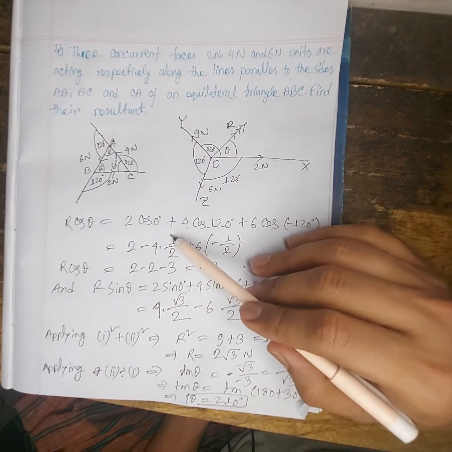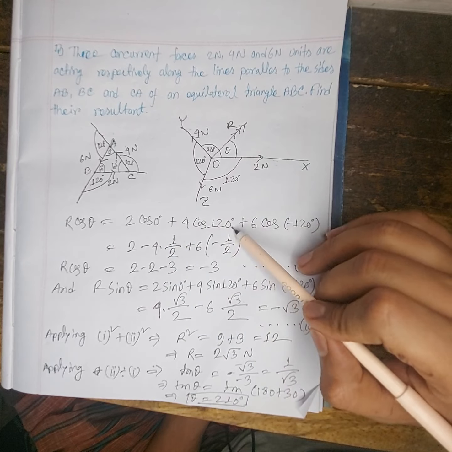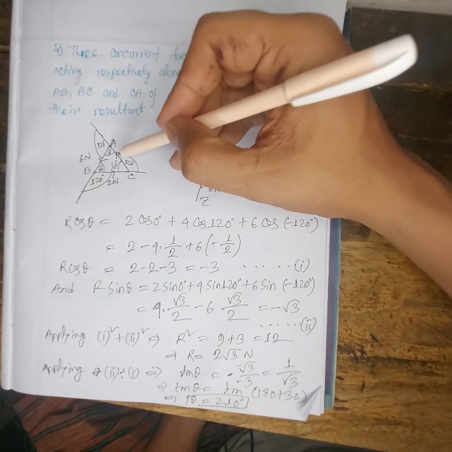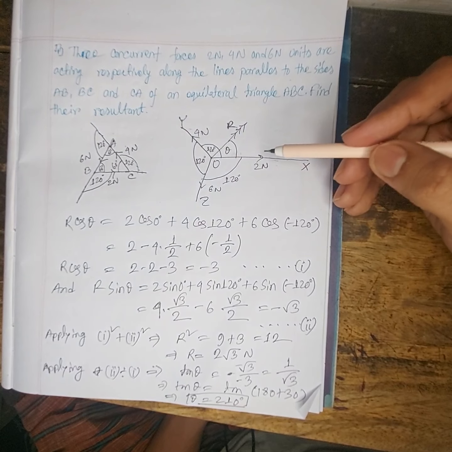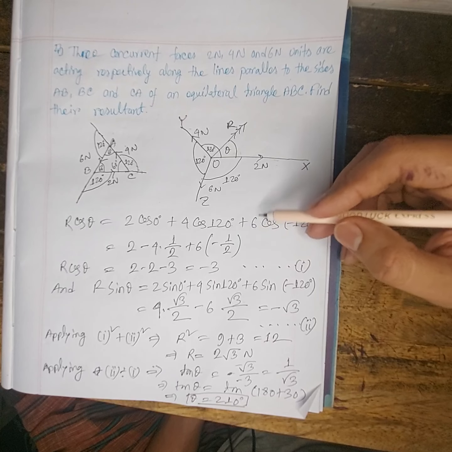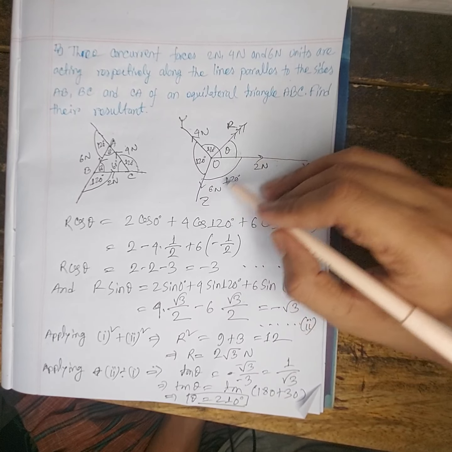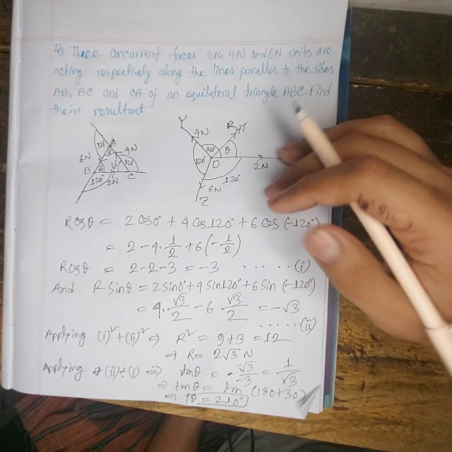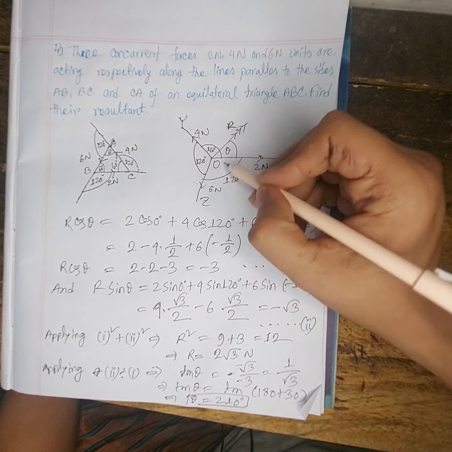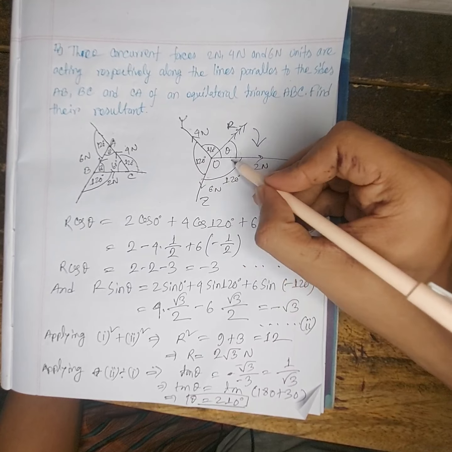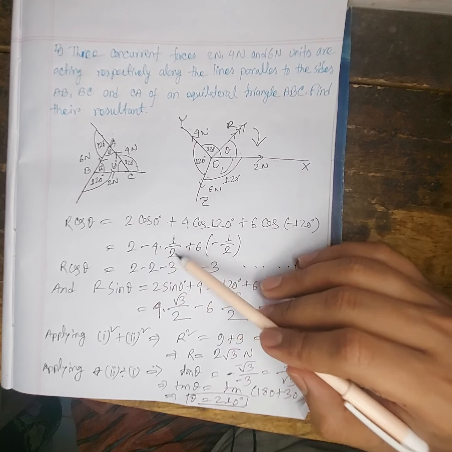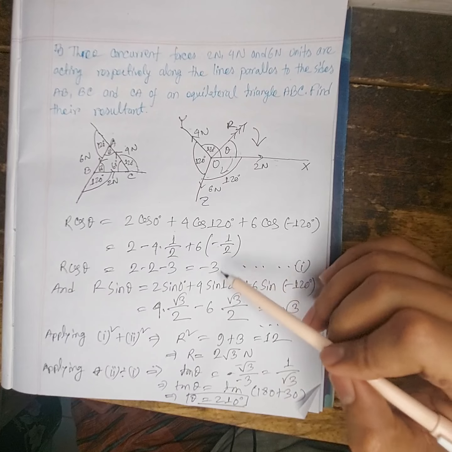We assume this. So r cos theta must be 2 cos 0 degree plus 4 cos 120 degree, since the angle between 4 and 2 Newton, these two lines, is 120 degree. Okay, so that's why here 120 degree we used. But for 6 Newton, if we take this direction, this becomes clockwise, so that's why we have to bring minus sign here. So this is minus 120. So now 2 minus 4 times half plus 6 times minus 1 by 2, that's why r cos theta is minus 3.